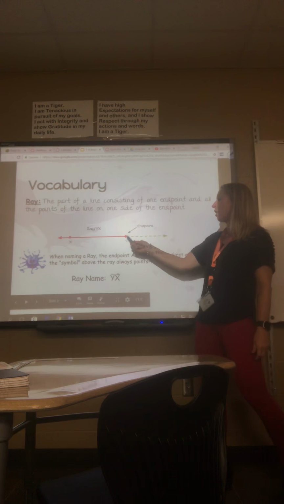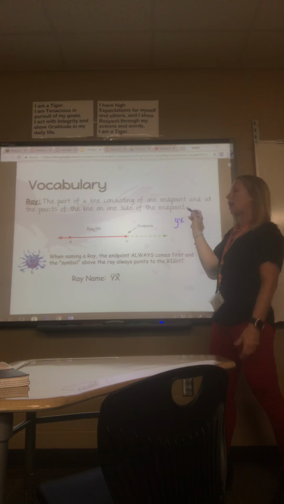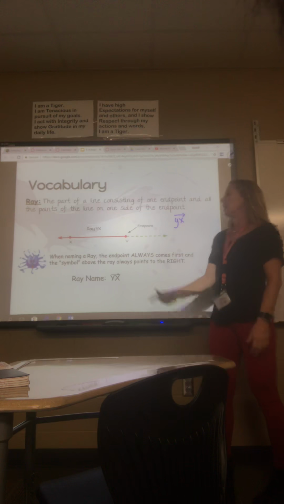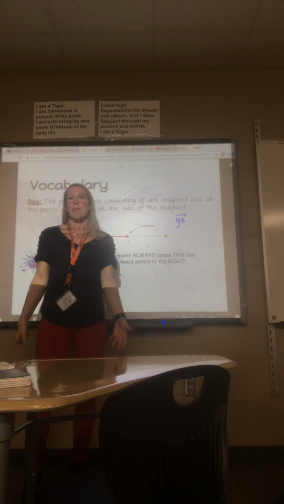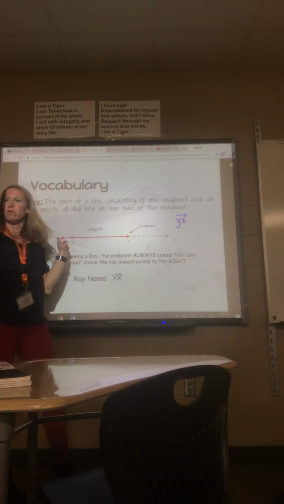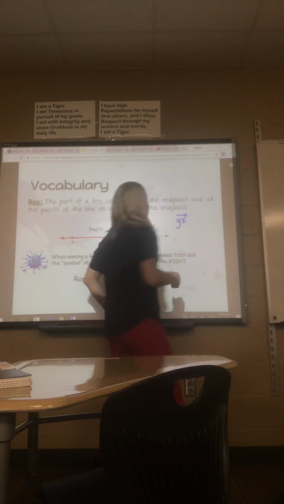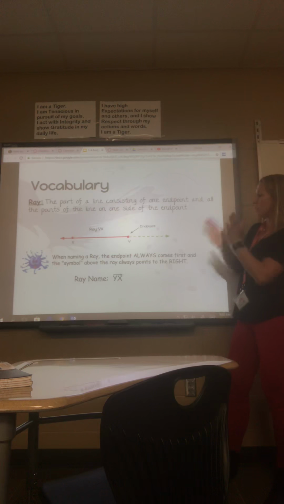So I would name this ray YX. No matter what, in geometry, we always make the arrow point to the right. And in math in general. So even though this ray is going to the left, the arrow still points to the right. But it doesn't matter because I started with the endpoint. The only way to go is that way. Does that make sense? So when you name a ray, you always start with the endpoint. So when you're naming sides of angles today, you're going to always start with the endpoint.